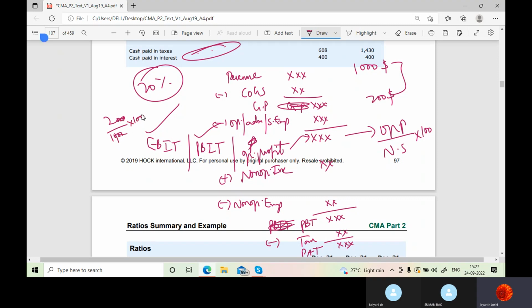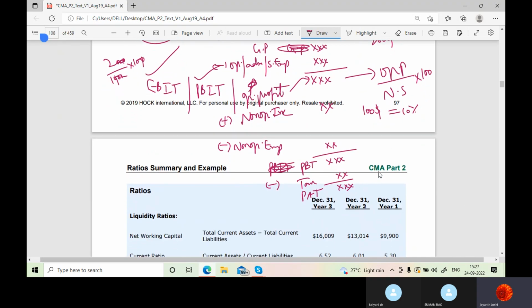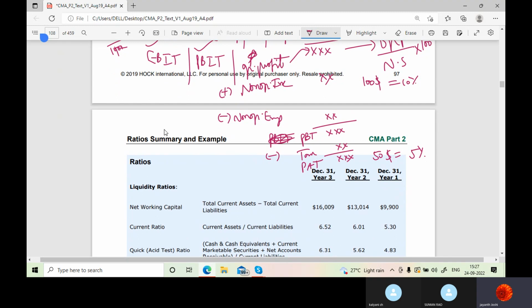So you see this, 20%, and then operating profit. Let's say it is $100. So it is like 10%. And suppose say your profit after taxes, let's say $50. It is 5%. So you see the refinement. Gross profit ratio 20%. Operating profit ratio 10%. Net profit ratio 5%.